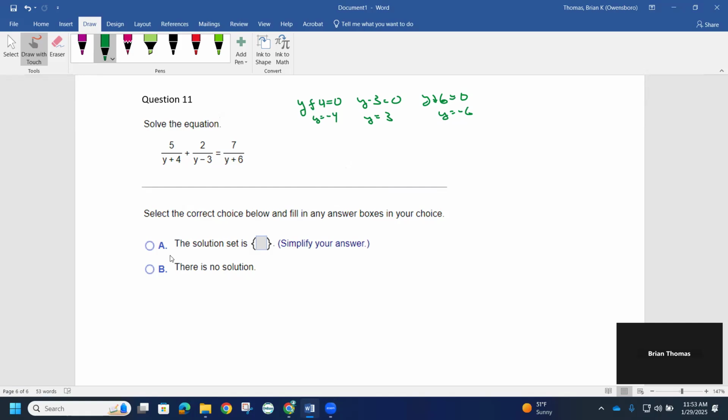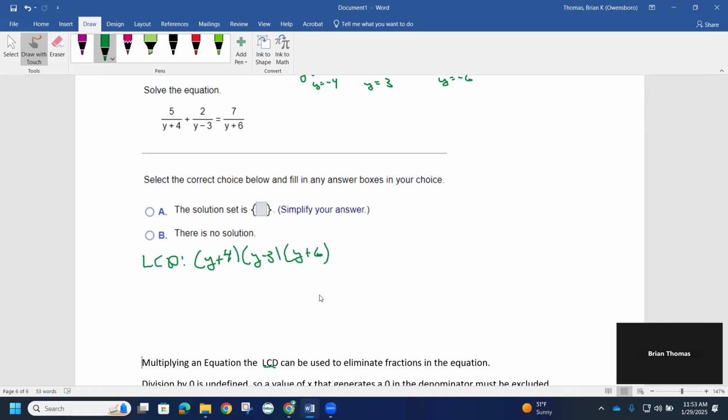Now, to solve this problem, remember we want to multiply by the least common denominator to eliminate fractions. Notice that the least common denominator is going to be, we're going to need a y plus 4 to get rid of it. We're going to need a y minus 3 to get rid of it. And we're going to need a y plus 6 to get rid of it. So if I put all three of those together, that's going to actually be my least common denominator.